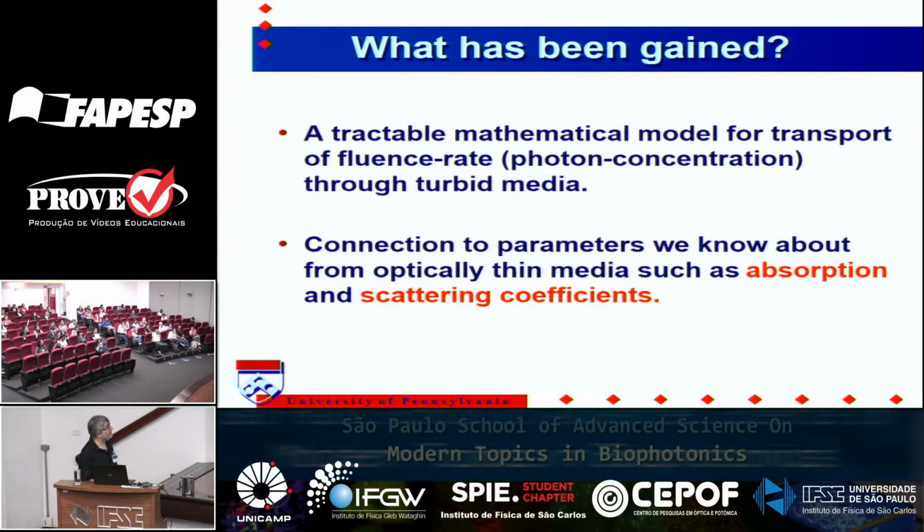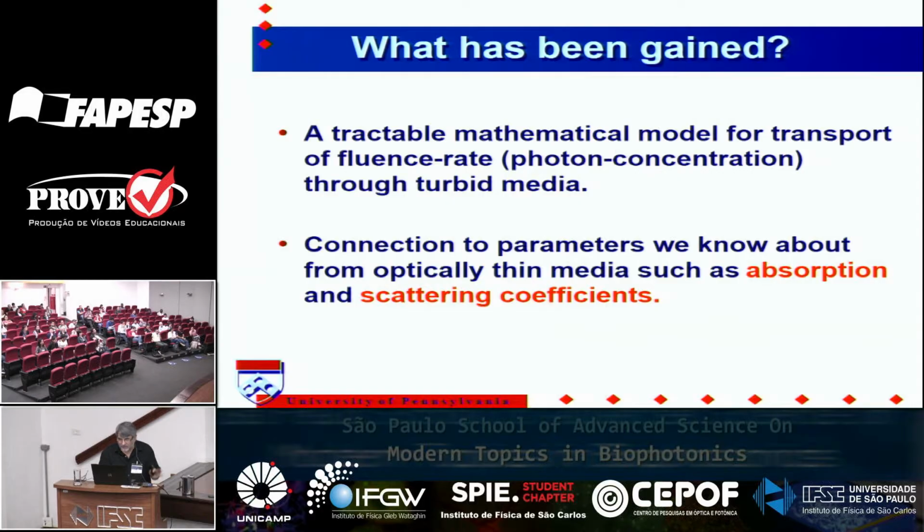And basically, we have a tractable mathematical model for the transport of the photon concentration, the fluence rate, through a turbid medium. That's gaining something. And furthermore, we have an explicit connection between the fluence rate and its transport and the optical properties of the medium, like the scattering coefficient and the absorption coefficient, things that we know have a meaning, okay?